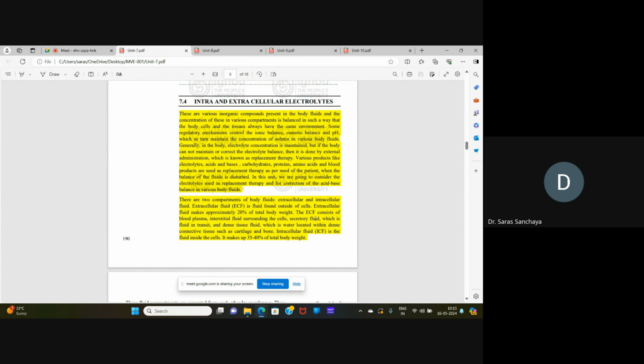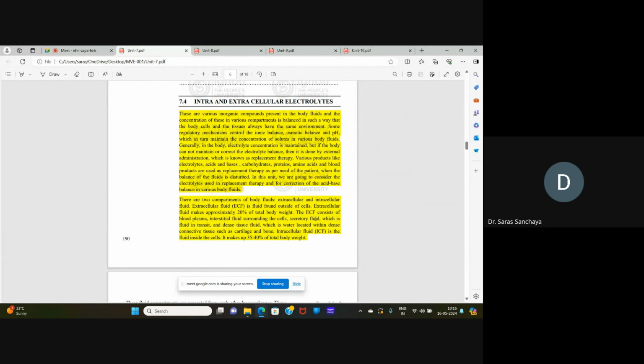Generally, in the body, the electrolyte concentration is maintained, but if the body cannot maintain or correct the electrolyte balance, then it is done by external administration, which is known as replacement therapy by various drugs and various supplements. Various products like electrolytes, acids and bases, carbohydrates, proteins, amino acids, and blood products are used as replacement therapy as per need of the patient when the balance of the fluids is disturbed.